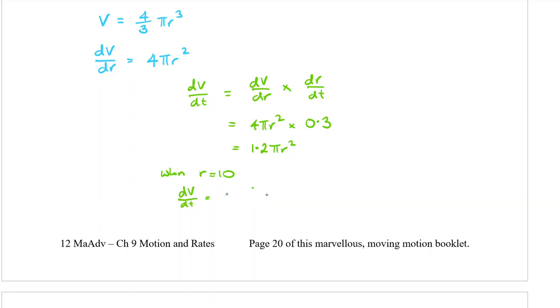Oh, sorry, start again. Should be doing 1.2. I subbed into the wrong one. 1.2 pi times 10 squared. 10 squared is 100. 100 times 1.2 will be 120 pi. Units. Volume is on top. Yes, it will be centimetres cubed per second. Rate of change of volume over time. Yeah, not too bad?